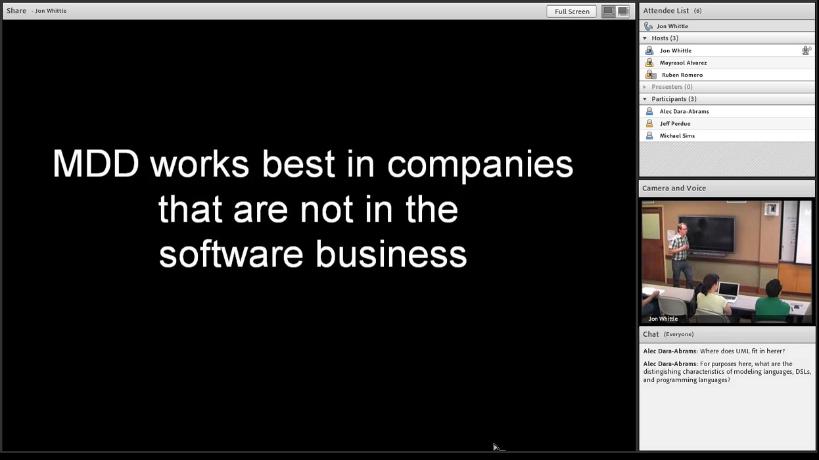This is an interesting one. So model-driven development seems to work best in companies that are not in the software business. Now, what do I mean by this? Well, to give you an example, we talked to a very large German consultancy, software house, and they had hundreds of different clients, each working in different domains, telecoms, aviation, automotive, whatever. And in each of those different domains for each client, they were using model-driven development very, very effectively.